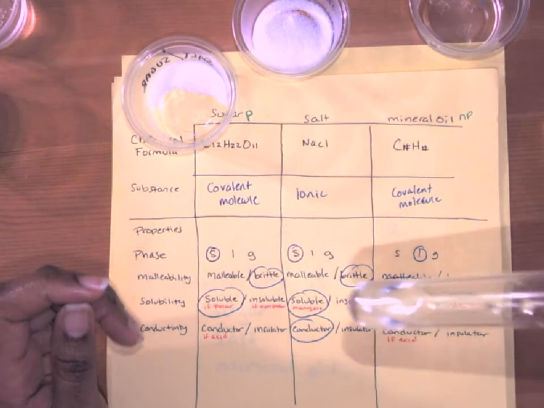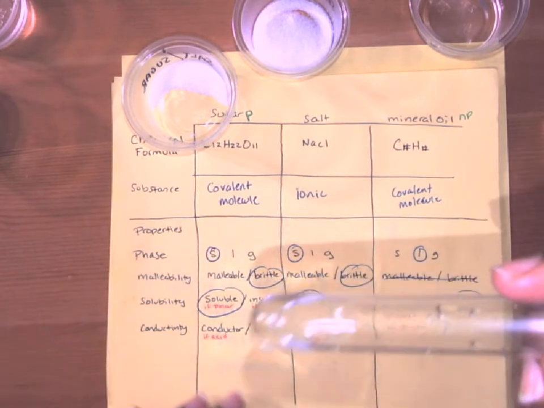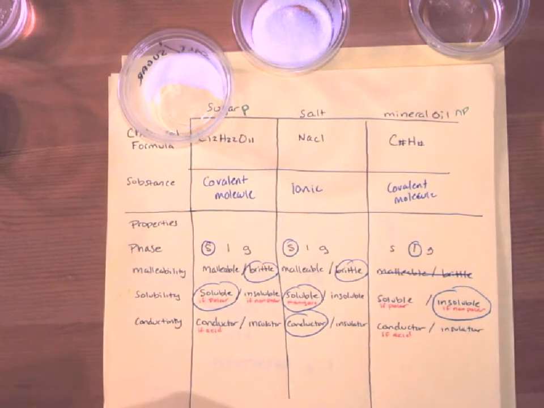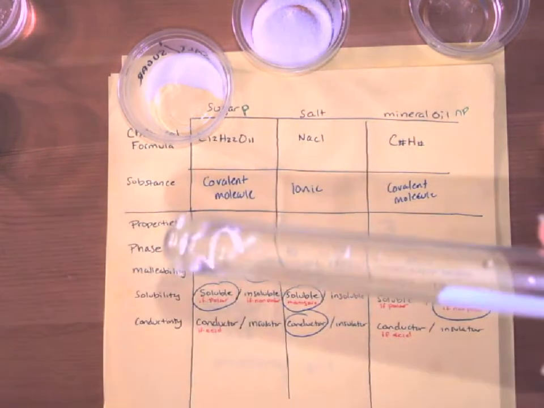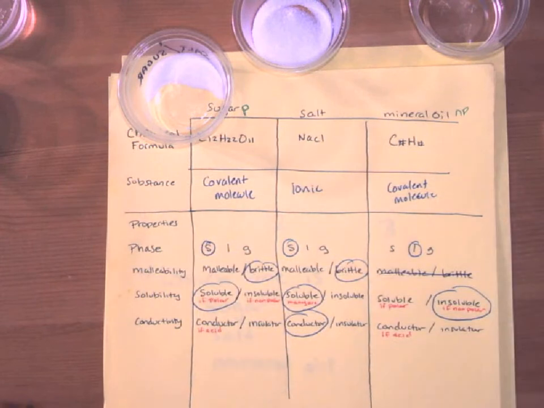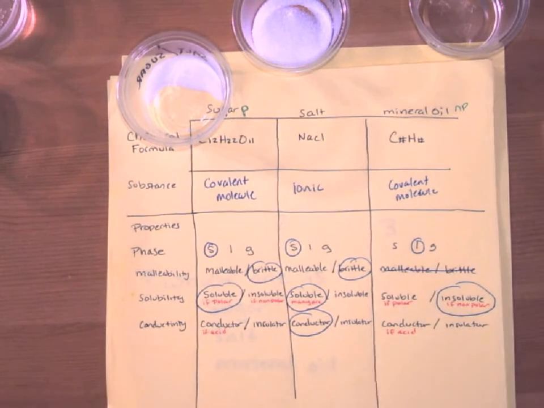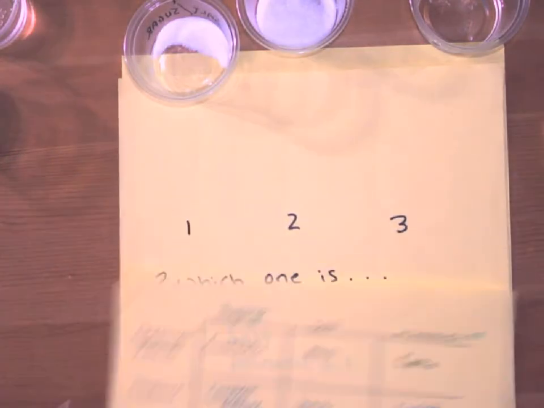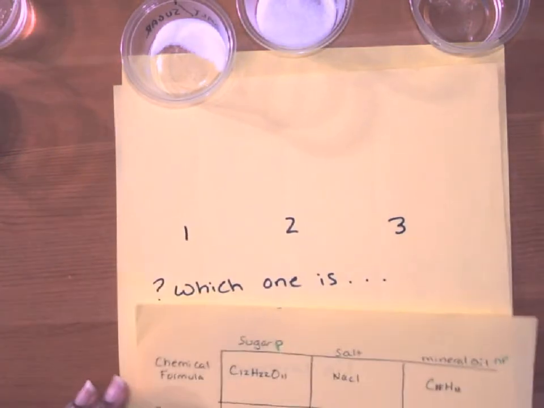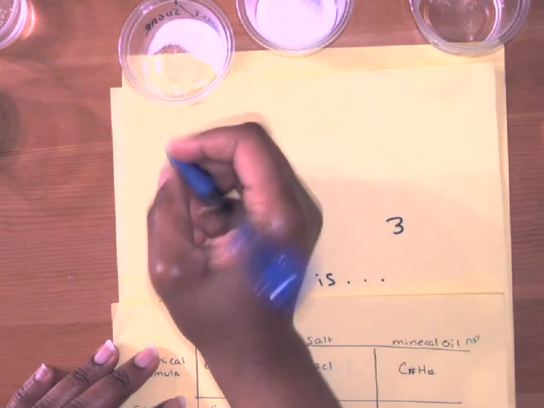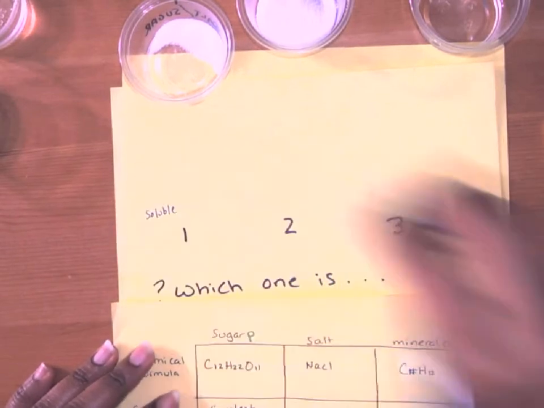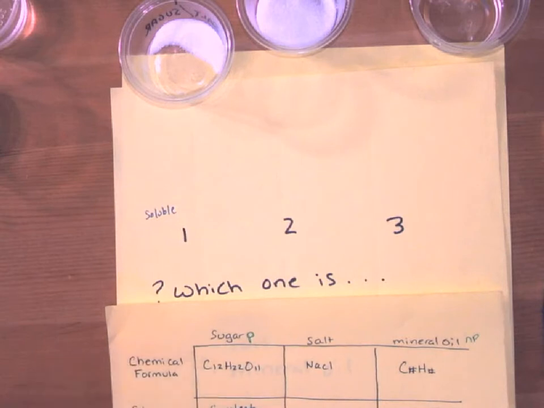All right, and as you can see, most of it has dissolved. You don't see much of the substance anymore. So that would be soluble. So substance 1 is soluble. Let's go back to our chart here, and we're going to write down that it's soluble. Let's try that also for substance 2.